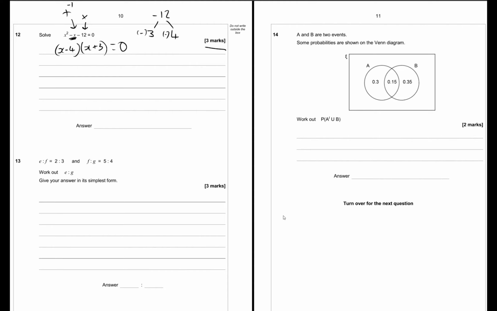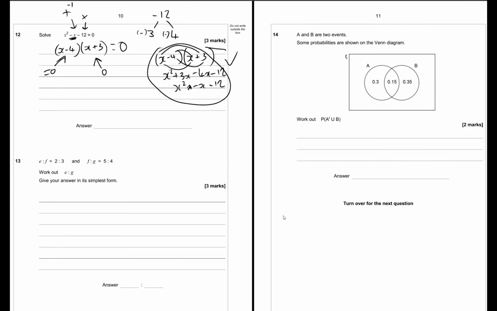So to check that, we can multiply it out just to make sure we're correct. So x minus 4 times x plus 3 is going to give us x squared plus 3x minus 4x minus 12. Simplifies to x squared minus x minus 12. Okay, so we've proved that we've factorized it correctly. Okay, so we want to make this side equal to 0 or this side equal to 0.